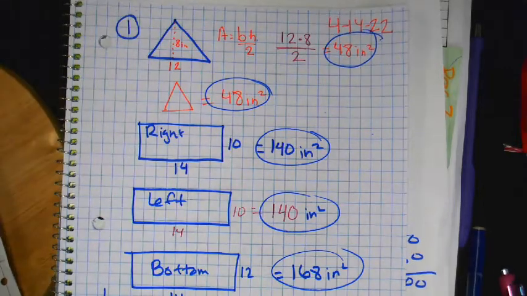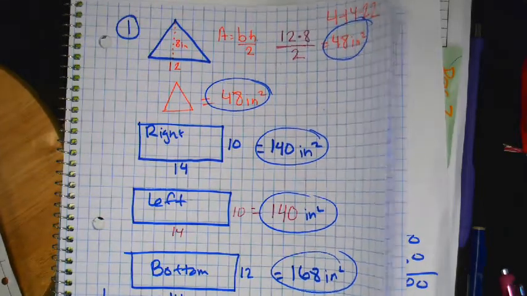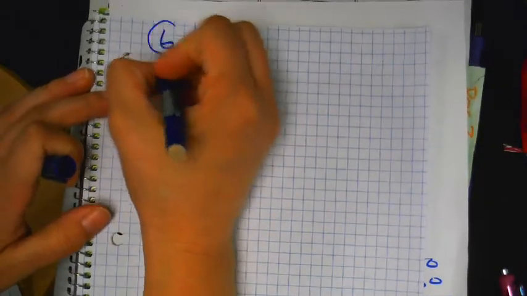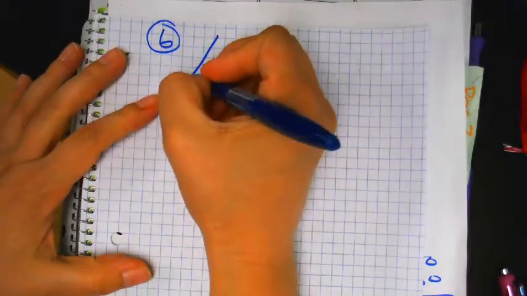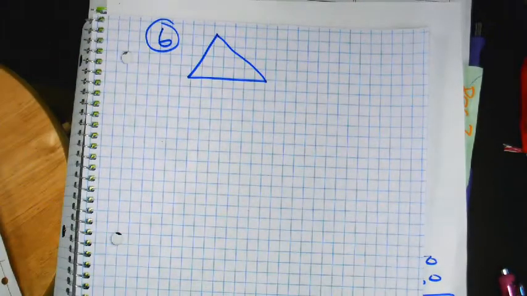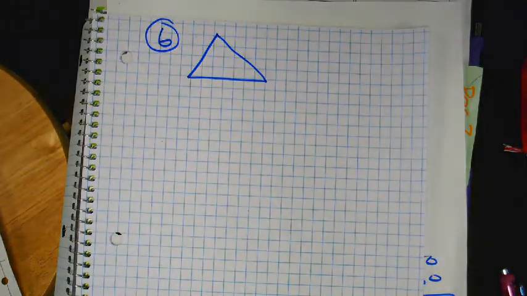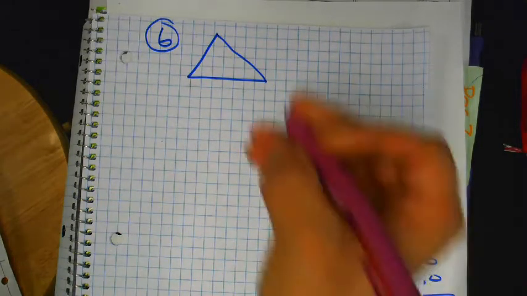All right, can we start number 6? What do we start with? We start with a triangle. Can you tell me the base and the height of your triangle? 8 and 3 feet. Yeah, awesome. I'll write that down.